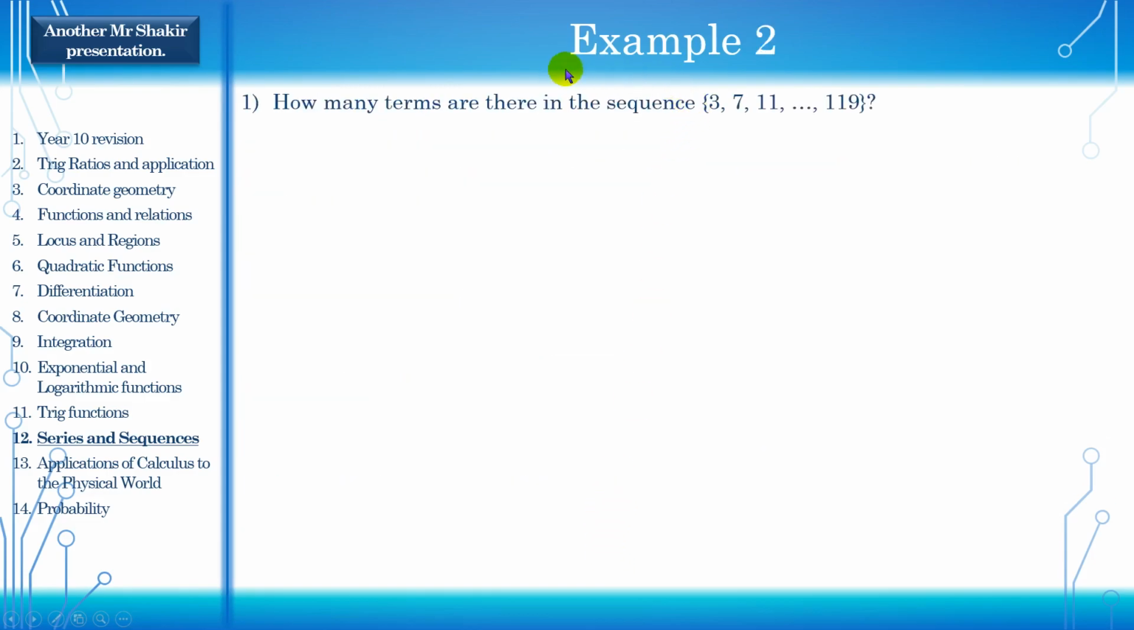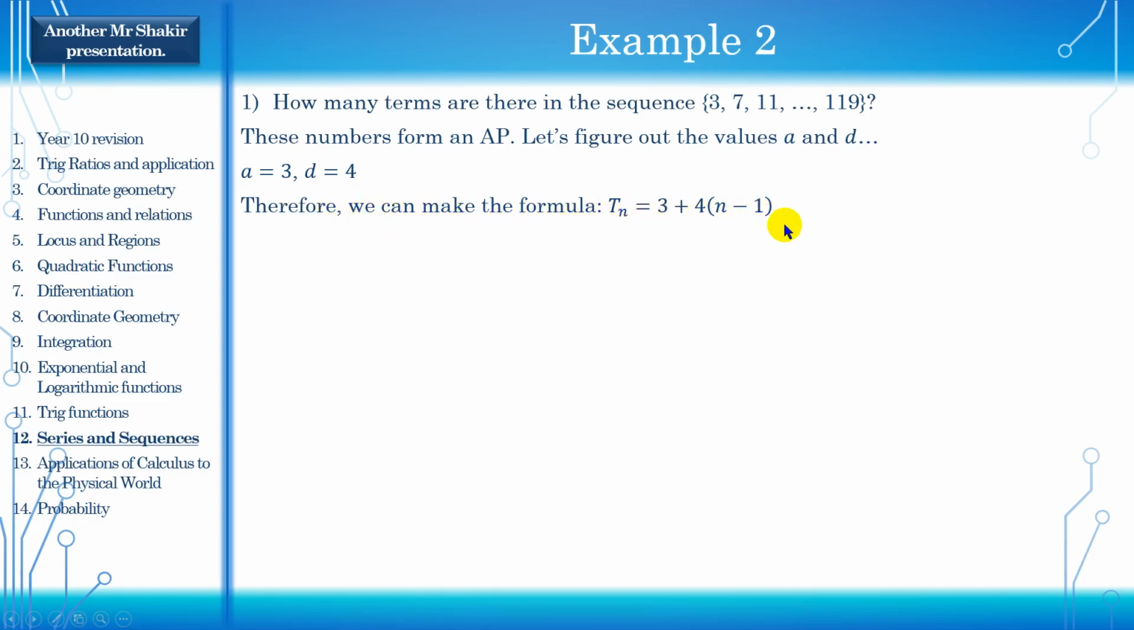All right, another question: how many terms are there in the sequence 3, 7, 11, and so on to 119? We know A, we know D. We just have to solve for n. Okay, now these numbers form an AP. Let's figure out the values of A and D. A is 3, the difference between them is 4, right? And now we can just write out the formula, and we're going to solve for n.